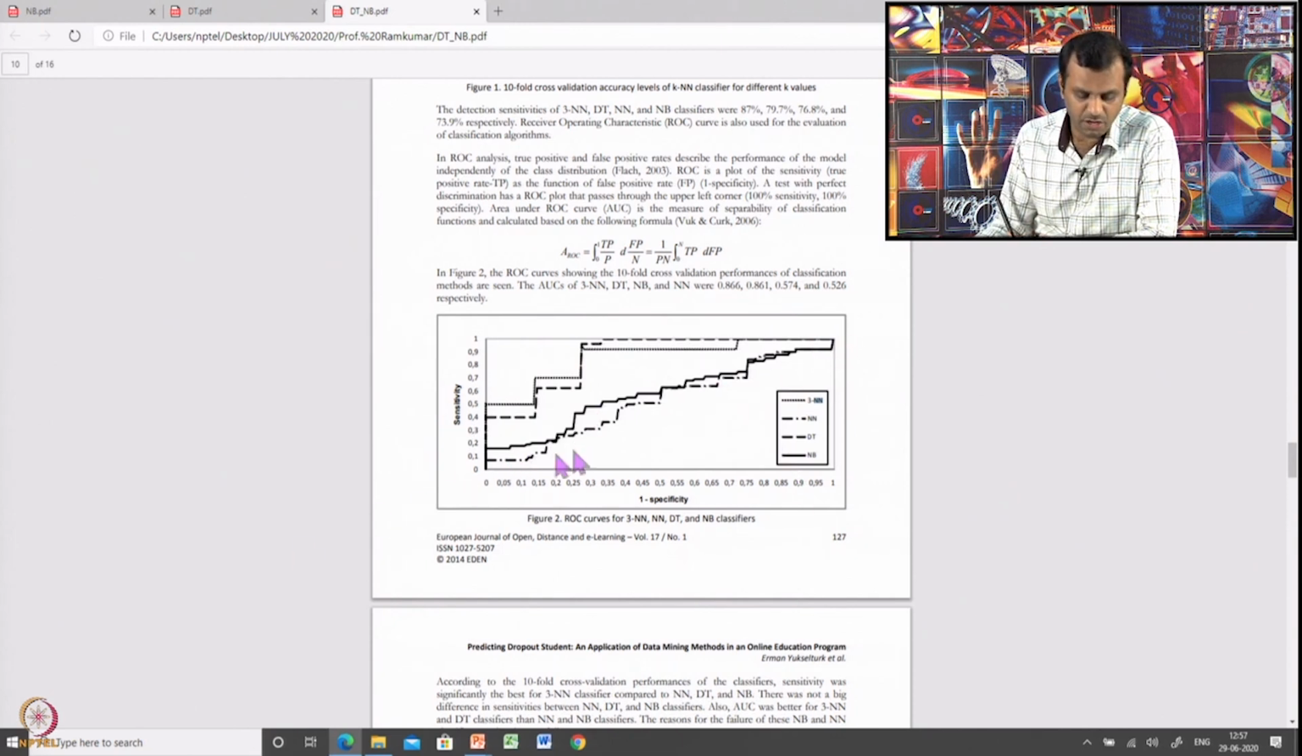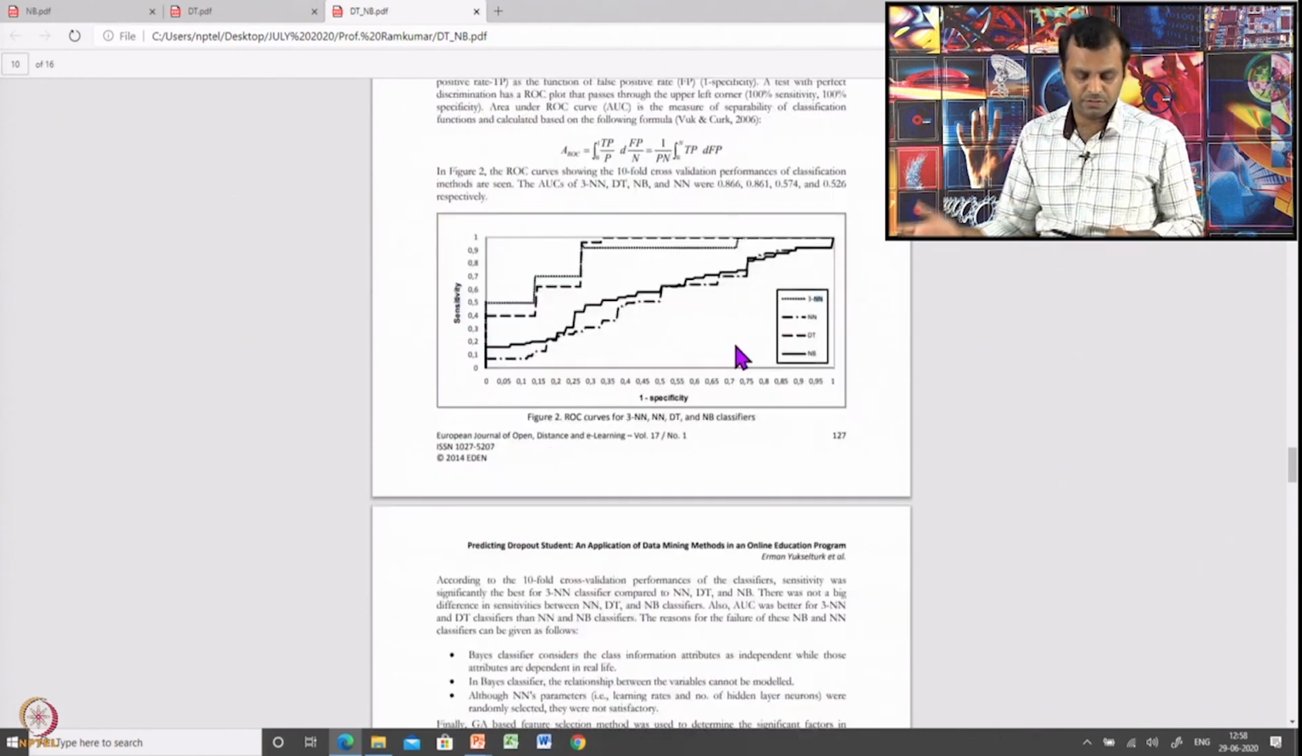Hope you understand this curve, this is the ROC curve. So, naive Bayes is not good. Also, the nearest neighbor did not perform well, but the decision tree performed well, although a neural network might have performed well. I just want you to check these papers, understand what data the paper used, what classifiers they used, and how they report the results.